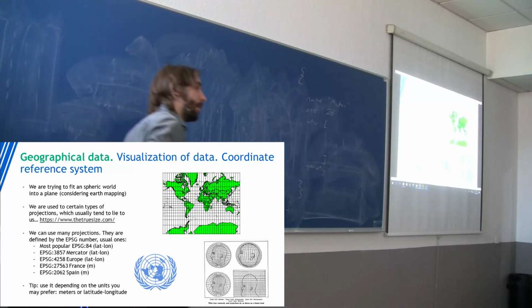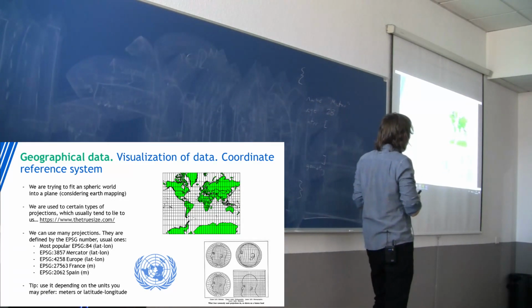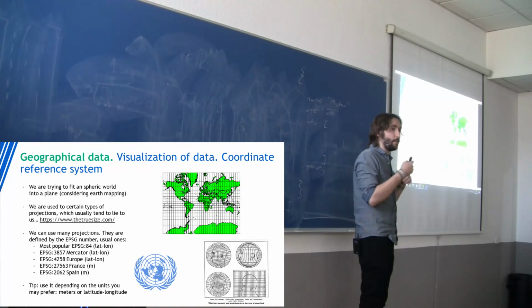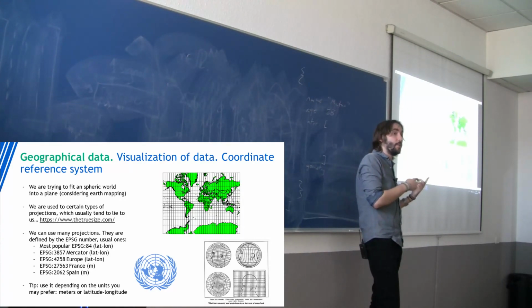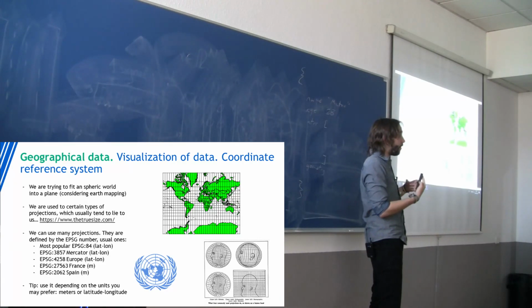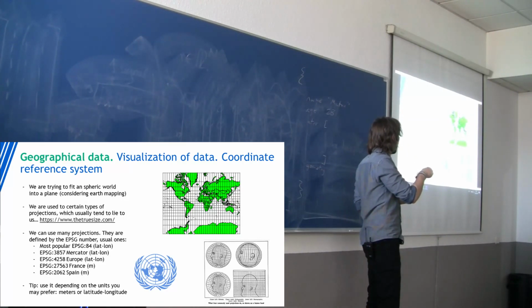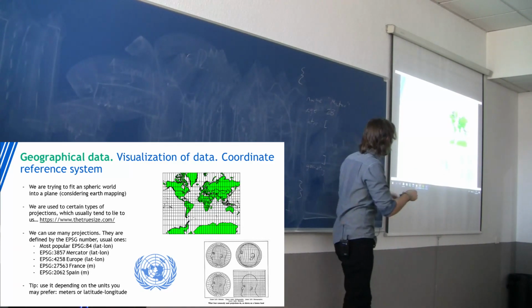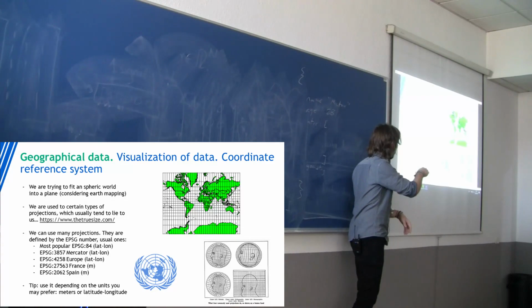We need to just know it. We need to know they are lying. So depending on the different projections that we are going to use, we may retrieve some data or other. Some projections are measured in meters. For example, every country has a projection. A projection is defined by a number. This number is called the CRS. In the case of Spain, we have the 2062, and this projection is measured in meters.